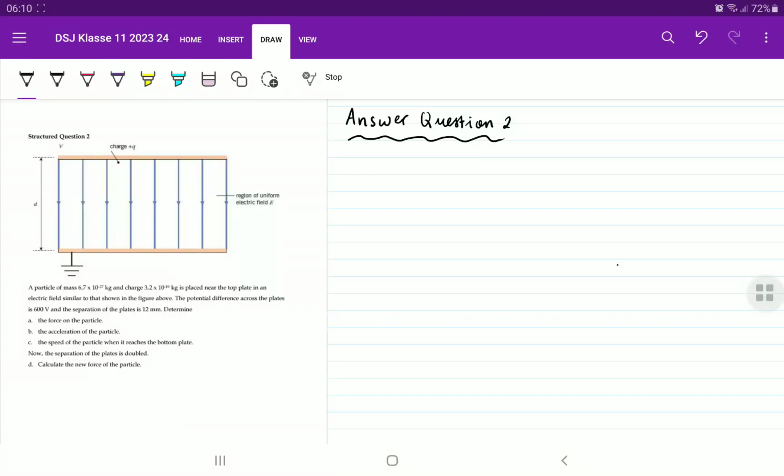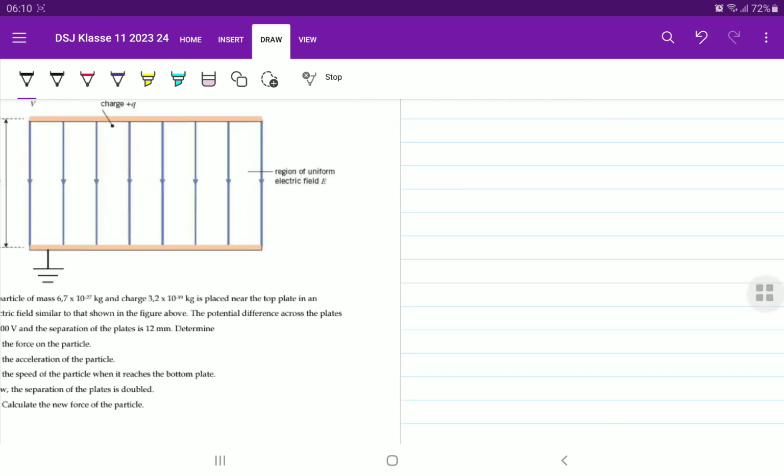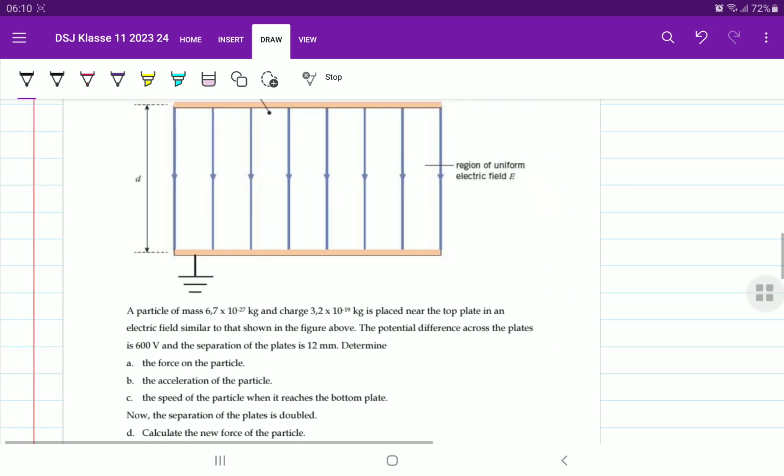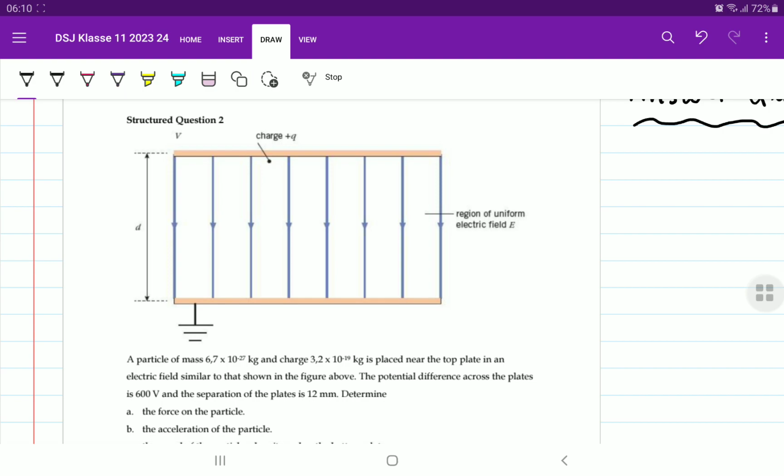Hello everyone. We are going to do a problem today with motions of particles inside a capacitor. As you see here in the question, there is a capacitor which has a potential difference of V. The potential difference is the difference between the two potentials in this plate and this plate.